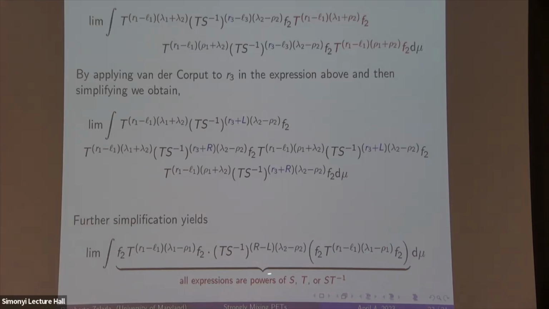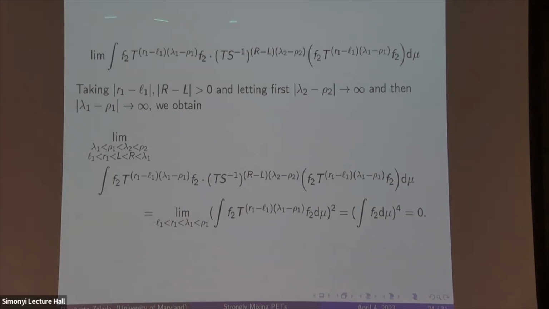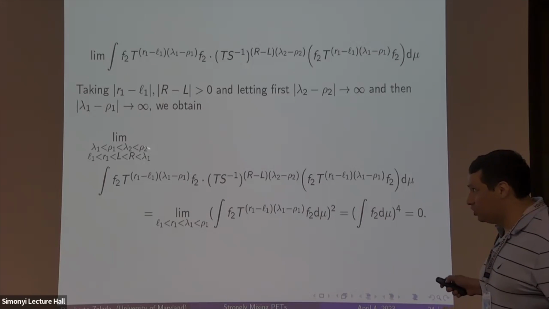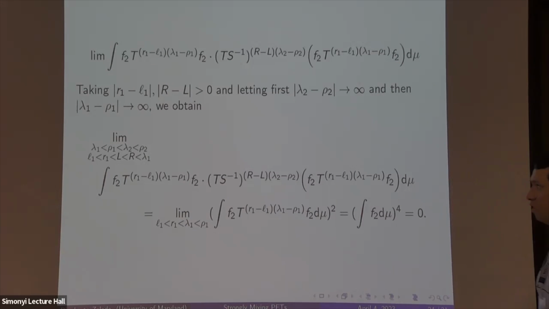Okay, so now all of the expressions are powers of ST or ST inverse. So now, just to show you why we wanted to get here, I will take the limit. Here's the last expression in the last slide, and here we have the limit. What this tells us is the order in which they go to infinity. The first one to go to infinity is rho 2, and the last one is L1.